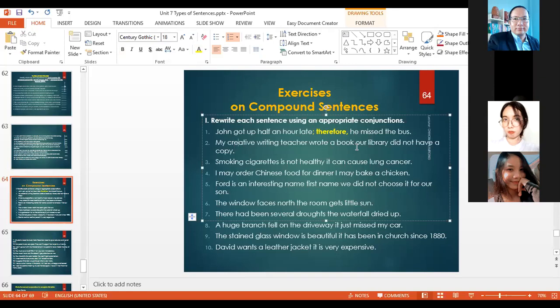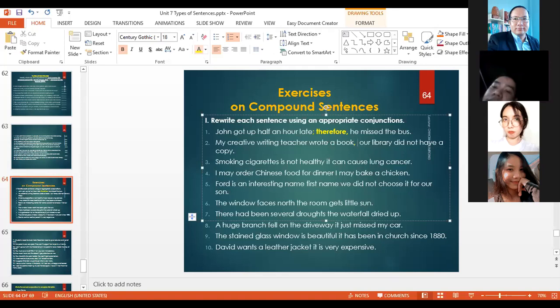Number two. Hello, teacher. Yeah, do number two. Because. Fanboy needs a comma between two independent sentences: for, and, nor, but, or, yet, so. What do we put here? My writing teacher wrote a book. Our library did not have a copy. What word here?